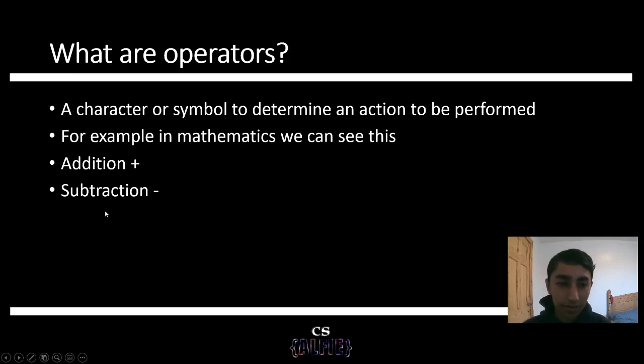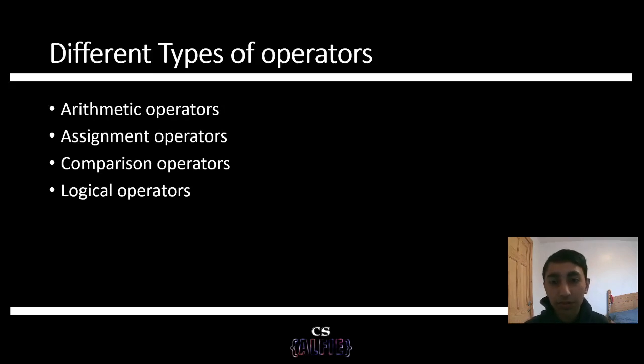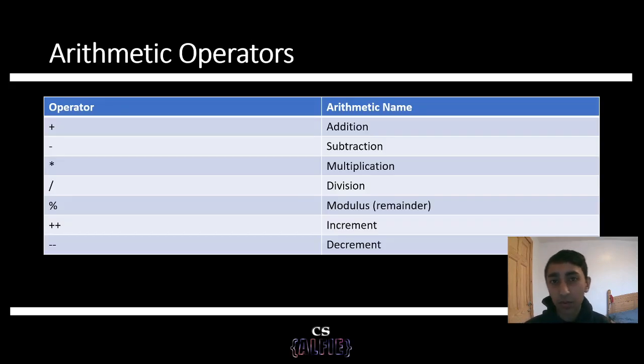So what are operators? Operators are basically just a character or symbol that determines an action to be performed. For example, in maths we use addition with a plus, and for subtraction we use a minus. Operators are really important because we use them everywhere through programming. There are a couple of different types of operators: arithmetic operators, assignment operators, comparison operators, and logical operators. In this video we are going to be looking at arithmetic operators.